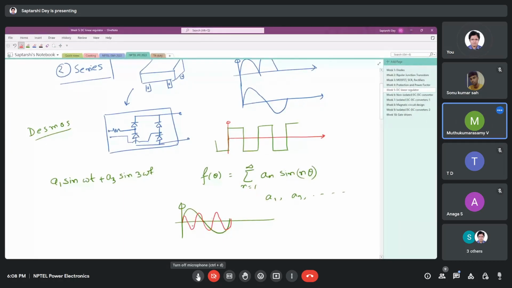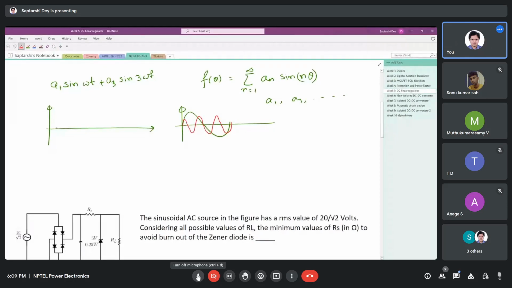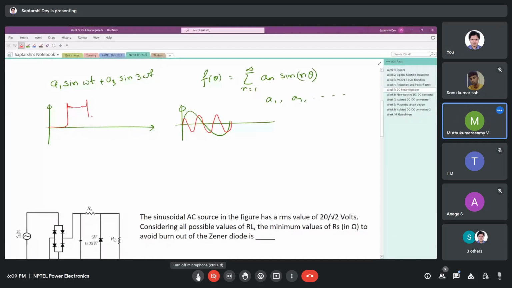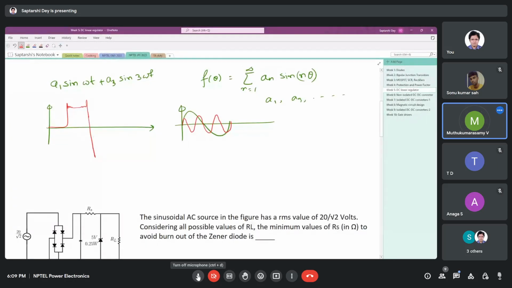If you keep adding components, gradually the square wave will start appearing, but it will not come very sharp. It will come something like this. Something similar to a square wave will appear.